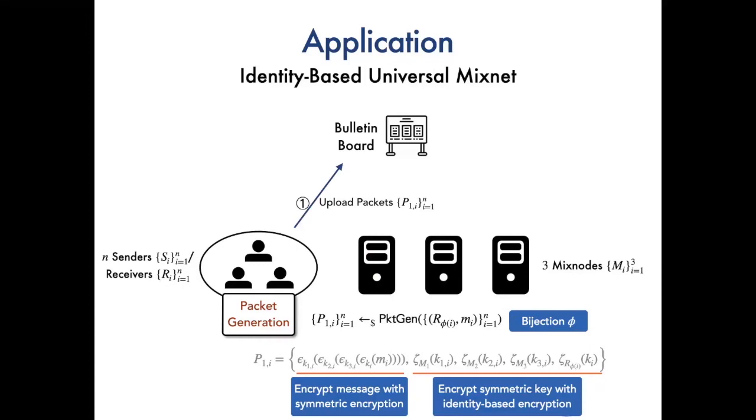In the packet generation stage, suppose every sender S_i intends to send message M_i to a receiver R_phi(i), where function phi is a bijection that depicts the relationship between senders and receivers. The packet P1_i generated by sender S_i is composed of two parts. One is the symmetric ciphertext of the message, and the other is the IBE ciphertext of the symmetric keys. All the packets are uploaded to the bulletin board.